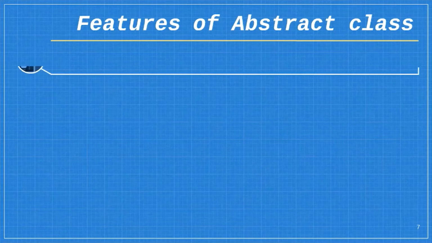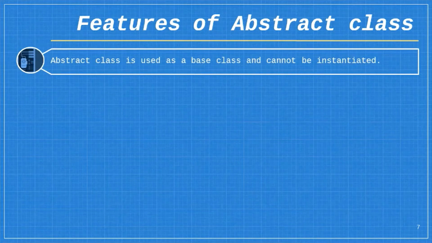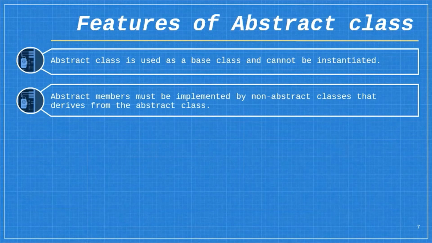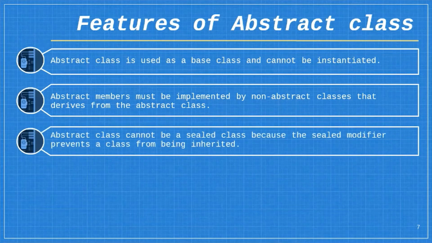So let's discuss the features of an abstract class. First of all, an abstract class cannot be instantiated, and its main purpose is to use it as a base class. Abstract members must be implemented by its derived classes or concrete classes, and you use the keyword override while implementing an abstract method in derived classes. You cannot use the sealed modifier in an abstract class declaration because it would prevent the abstract class from being inherited. However, an abstract class can contain sealed methods.